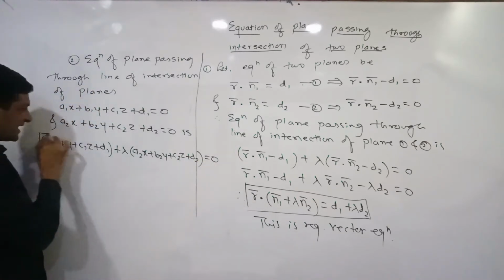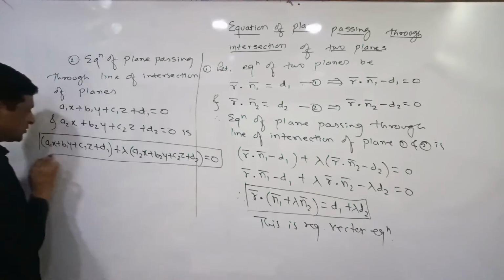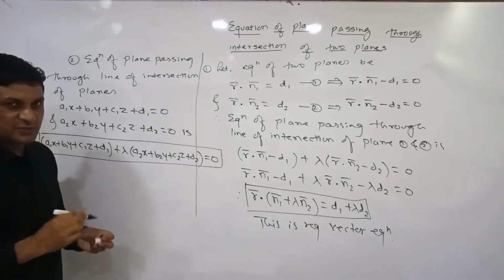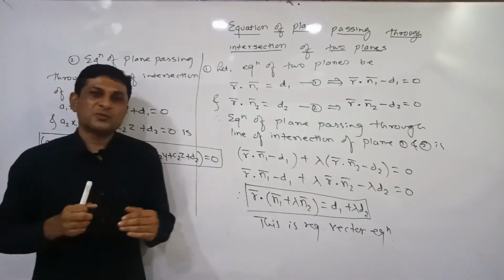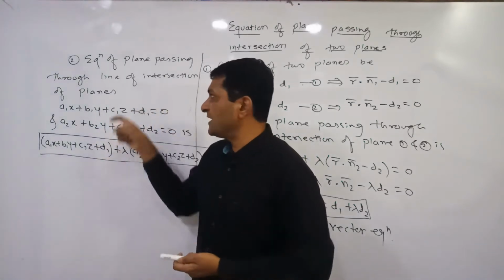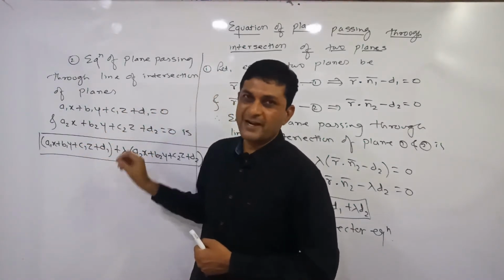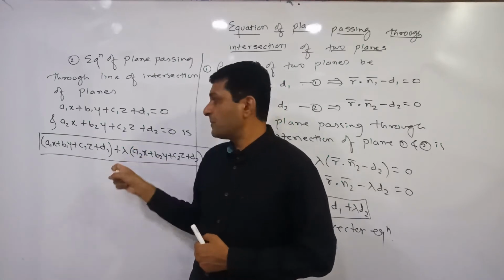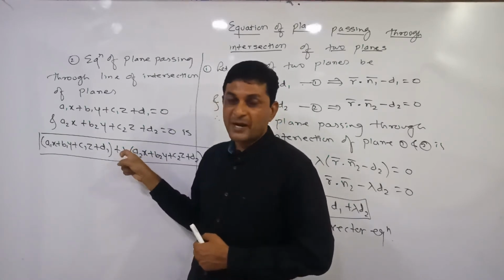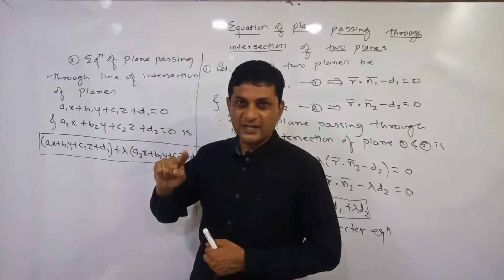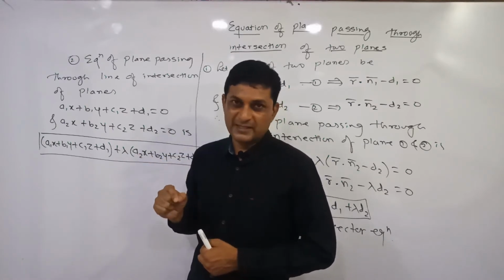So this formula is applicable to find the equation of the plane passing through the intersection of two planes. So if the equations of two planes are given to us, just substitute these equations here, you will get the required equation of the plane. Only the remaining part is to find the value of lambda, because from the line of intersection infinite planes can pass, isn't it?